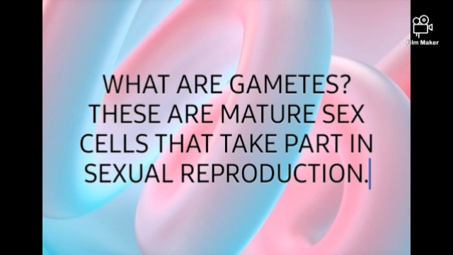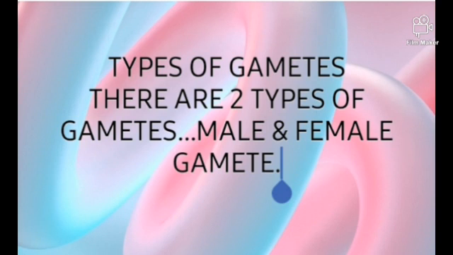In animal, for example, the male gamete is actually the spermatozoon, but in plant, the male gamete is the pollen grain. In animals, the female gamete is the ovum or egg. But in plants, the female gamete is actually the ovule, meaning that there are two types of gamete. So we have what we call the male gamete and the female gamete.